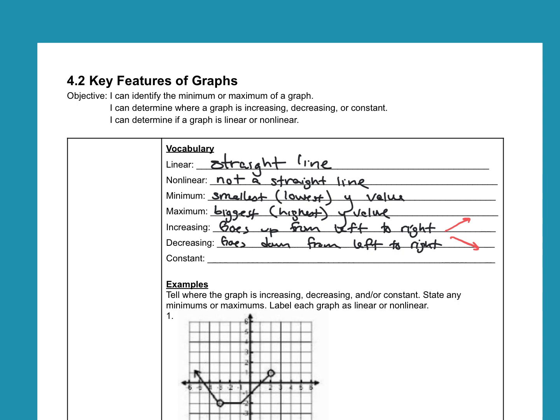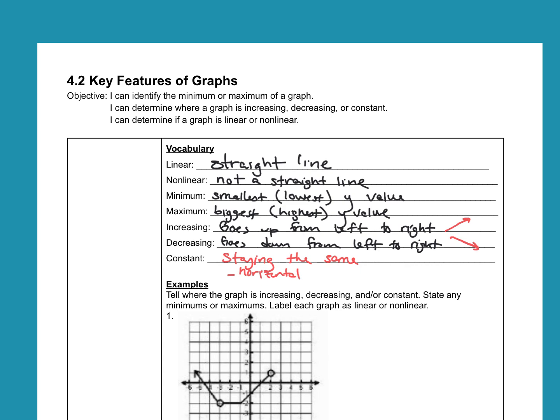Constant is a little bit tricky. Constant, for what we're talking about right now, just means that it is staying the same. In general, it means staying the same. And we'll talk about this more when we get into slope and rate of change. But if something's remaining constant, it means it's remaining the same. For what we're going to look at in this lesson, it's going to be a horizontal line. But that is not always what it means to be constant.